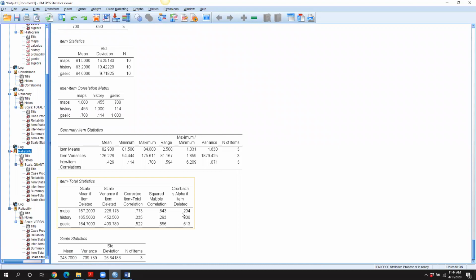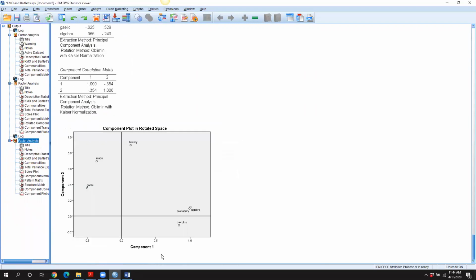the Cronbach's alpha for verbal that we did, remember with the Cronbach's alpha, if we deleted history, the Cronbach's alpha between maps and Gaelic went up. Pretty neat. And if you delete maps, the alpha between history and Gaelic would drop to 0.204. So let's see how they're sitting in our picture. Here's history, here's Gaelic, and maps is the thing kind of holding them together. So that's pretty neat, right? Allowing it to rotate really clarified that.